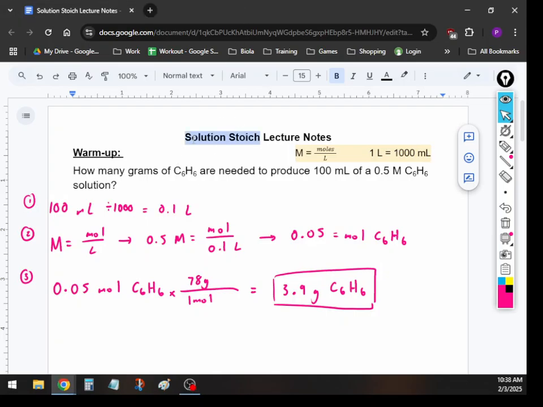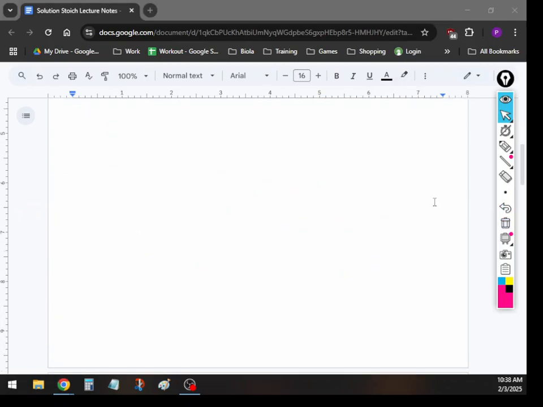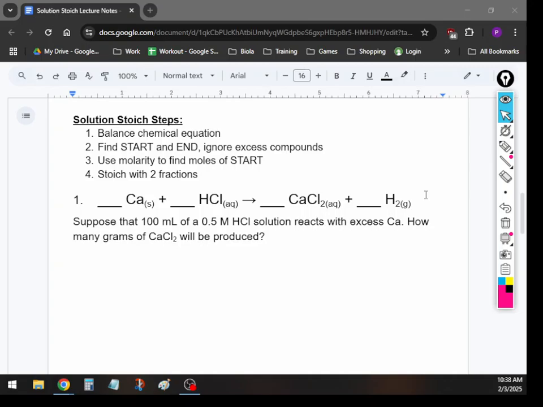Alright, so we're going to talk about solution stoichiometry. Again, make sure you have the warm-up copied down, but let's move on. We talked about stoichiometry before. It's basically, I give you chemicals, and you figure out how much of a chemical you can make.